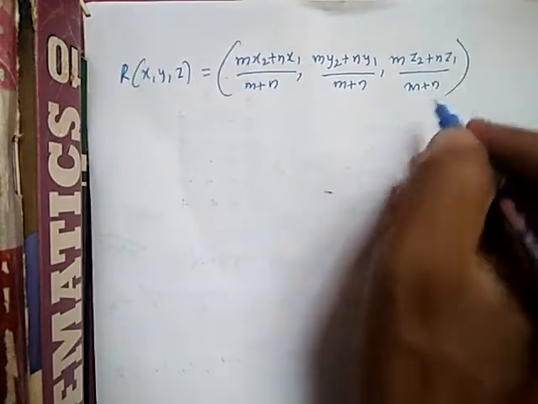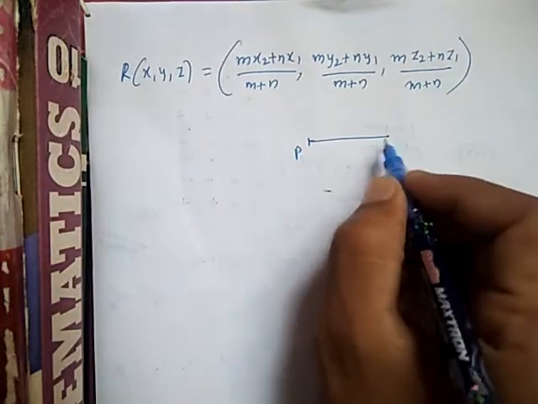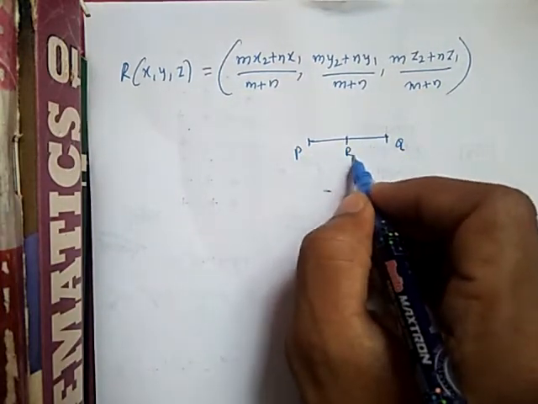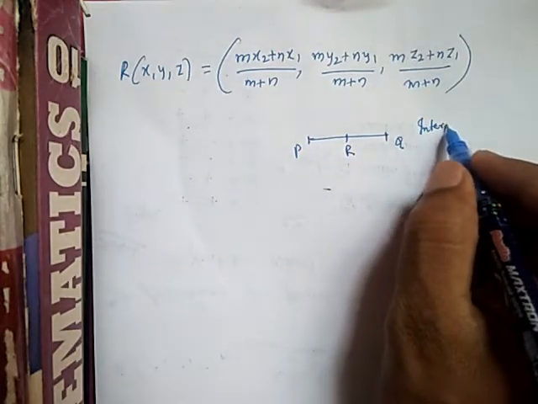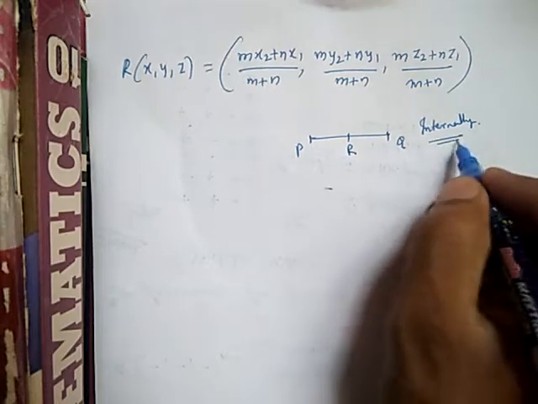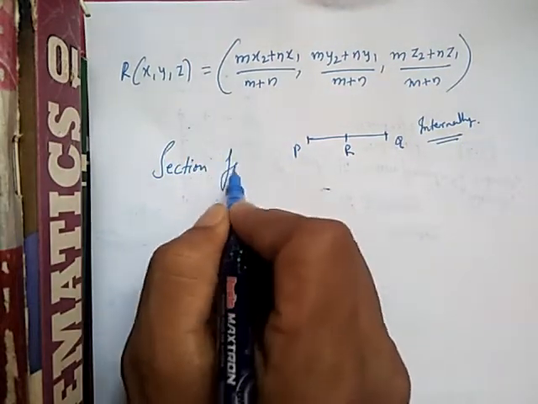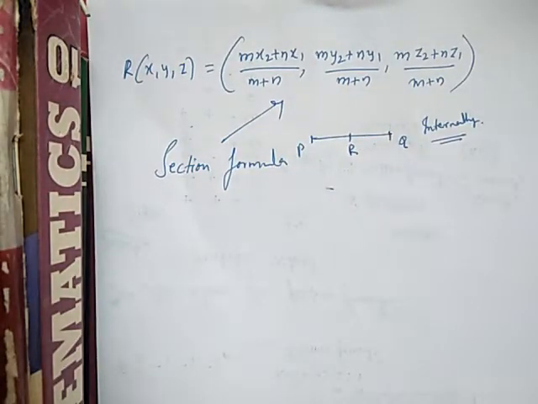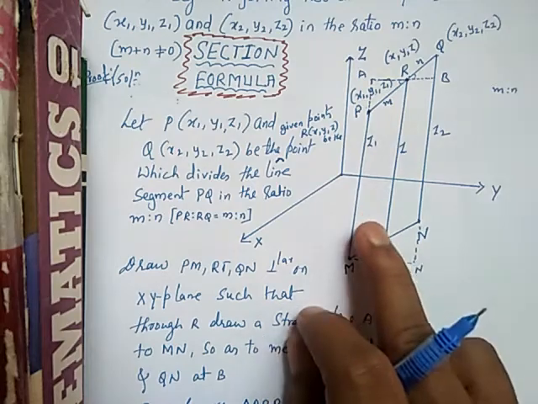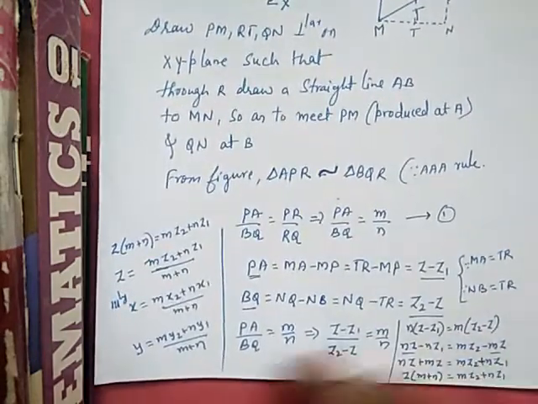This is your section formula for internal division. This is P, this is Q, and this is R, so it is dividing internally, as I have shown in this figure. So this is nothing but your section formula, hence the derivation you can give here. The Z point you got by this figure. In the same way, X and Y points you will also get, as I have written here.